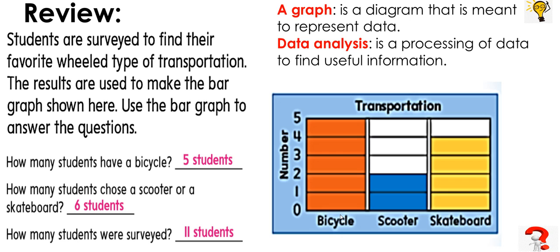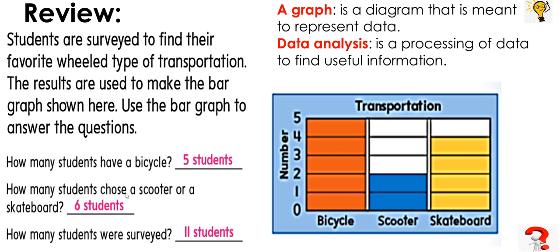Let's revise the parts of the bar graph. We have to have a title, right? We need to have the number of votes on one side, and then the names of the things that the people being surveyed are voting for. So here they're voting about transportation, and they're voting between bicycle, scooter, and skateboard. So for bicycle, we have 1, 2, 3, 4, 5 students.